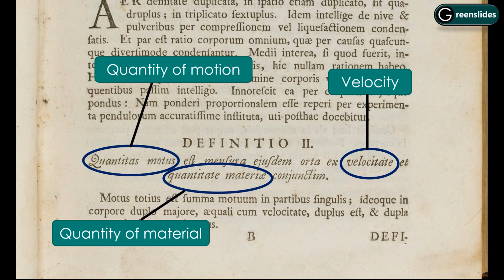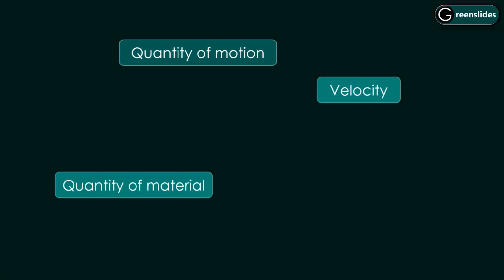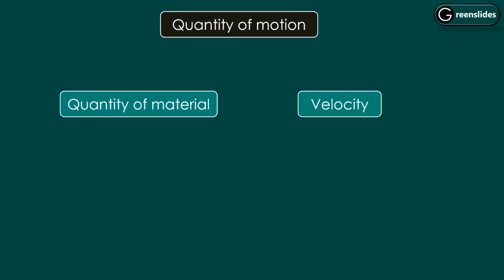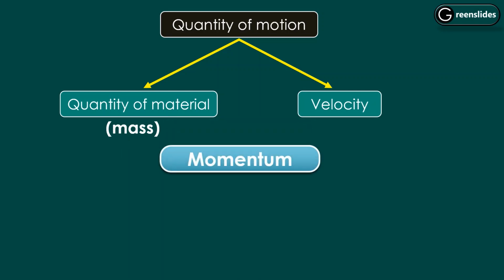Now, according to Newton, there is a relation between these 3. The definition says that the quantity of motion of any moving body depends on the quantity of material in that body and the velocity with which it is moving. Now, the quantity of material is basically measured by mass, right? And the quantity of motion is given a name, which we call momentum. So in short, momentum depends on mass and velocity of a moving body.